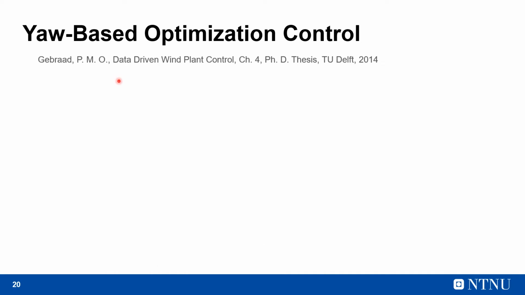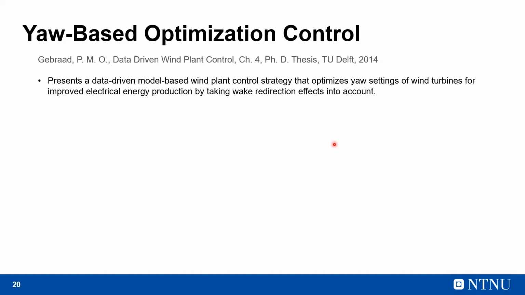As an example of data-driven model-based control, we present the yaw-based optimization control by Gebrard in his Ph.D. thesis, where he presents a data-driven model-based wind plant control strategy that optimizes yaw settings of wind turbines for improved electrical energy production by taking wake redirection effects into account.